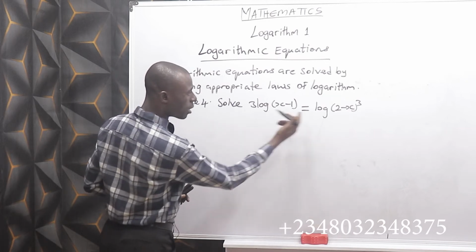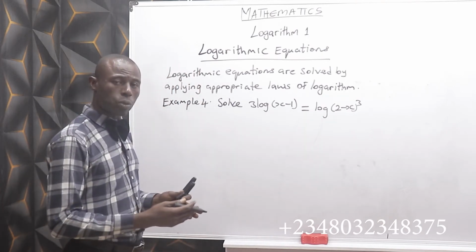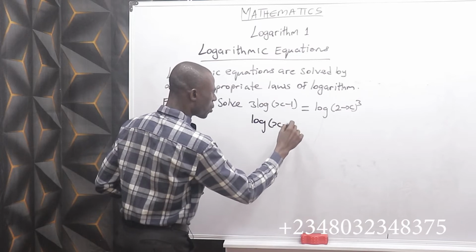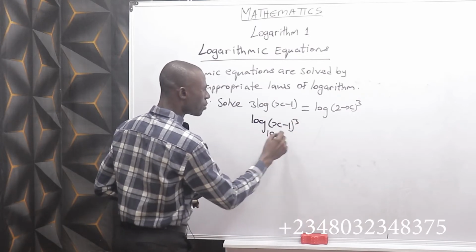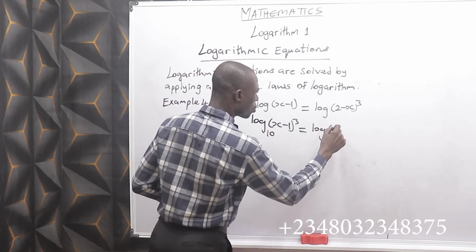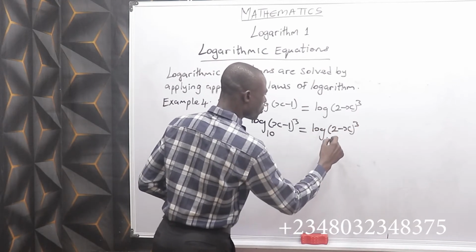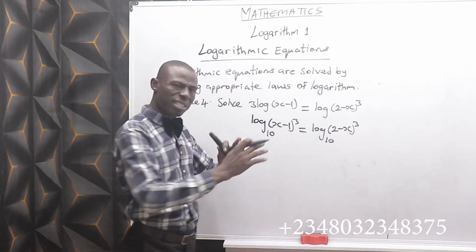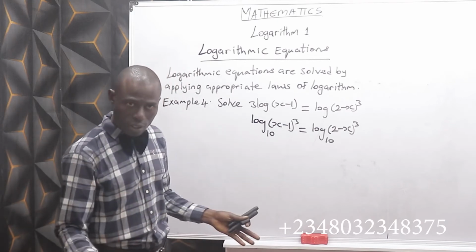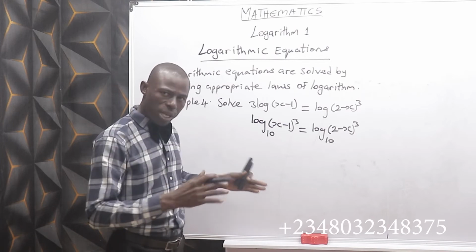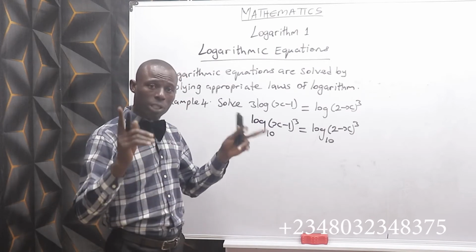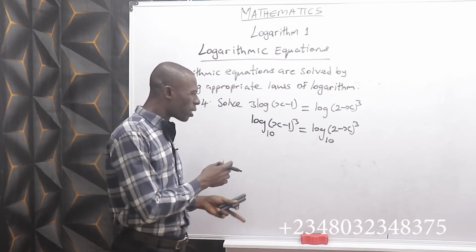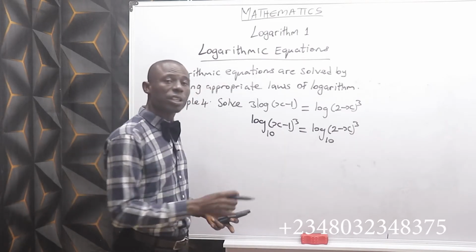As usual, once there is no base here, you agree with me we are dealing with base 10. So you have log (x minus 1) raised to power 3 base 10 equals log (2 minus x) raised to power 3 base 10. It's a standing rule that once we have equal base on different sides of the equation, whether in logarithm or in indices, if it is in indices, equal bases on different sides of the equation, when you have only 2 terms, 1 on each side, then the powers will be equal. If it were logarithm as it is now, then the number of the logarithm will be equal.